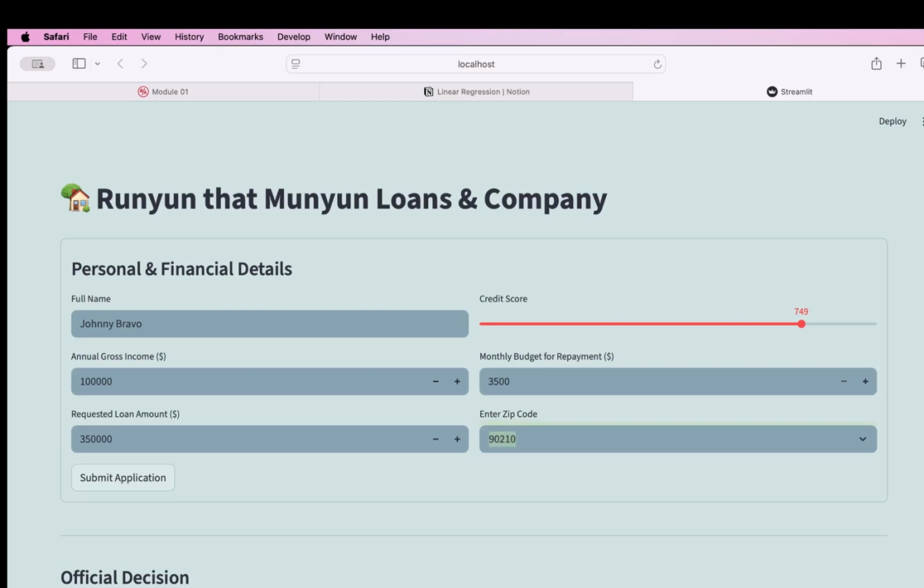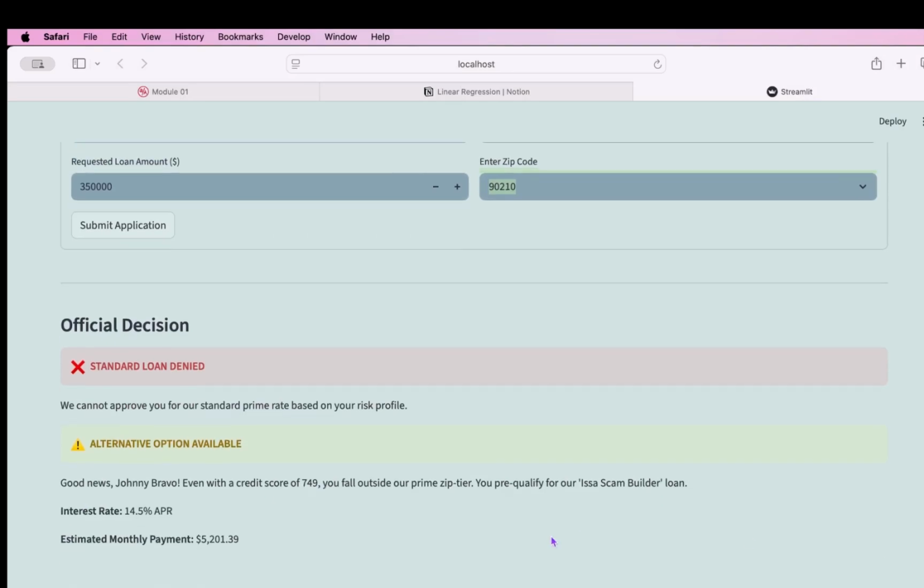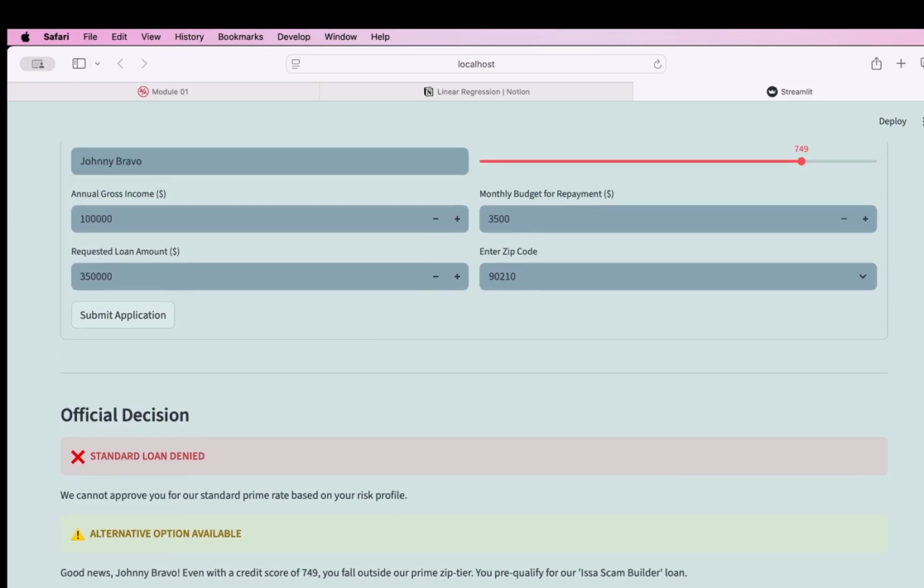So when I look at the information here in the background, it's telling me that I am denied for this loan. And it lets me know that, hey, I just don't meet the criteria, even though I have this credit score, I fall outside the prime zip tier. But hey, I still qualify for the It's a Scam builder loan, and I can get this at a 14.5% interest rate. Now, my $350,000 loan monthly is going to cost me $5,201.39, which is also outside of my budget. So now I got to make a decision like, hey, is this worth it? Or I got to probably even figure out like, wow, how do I not qualify for this loan?